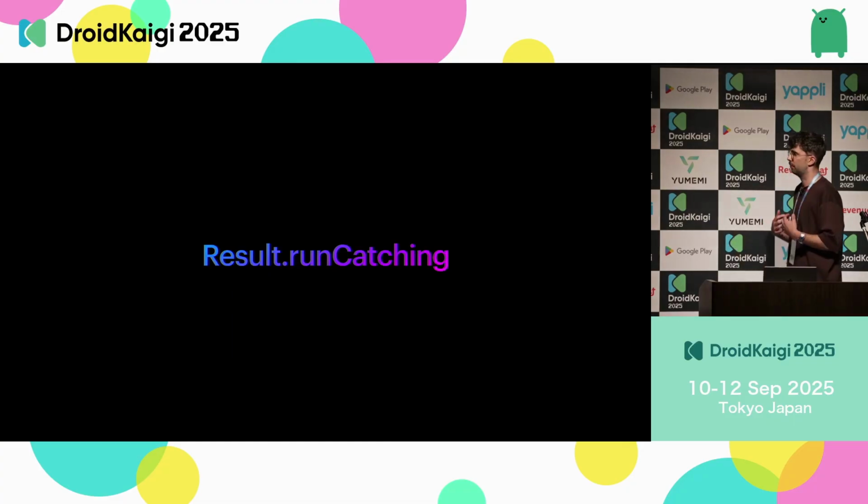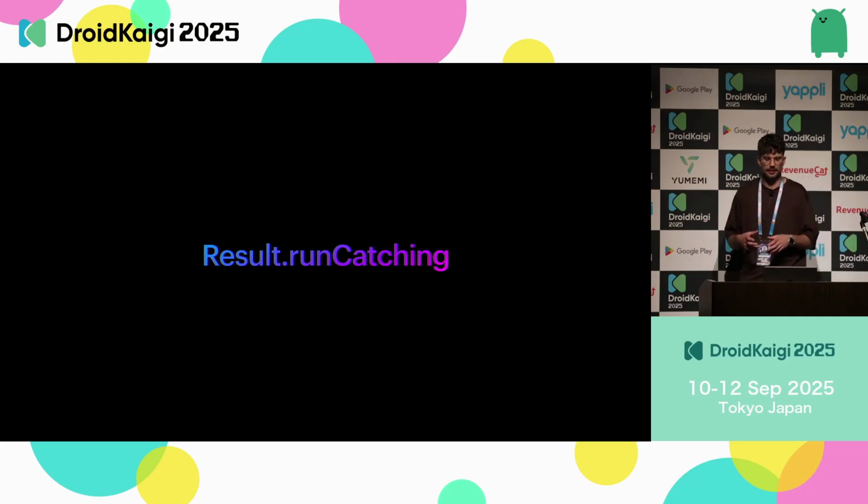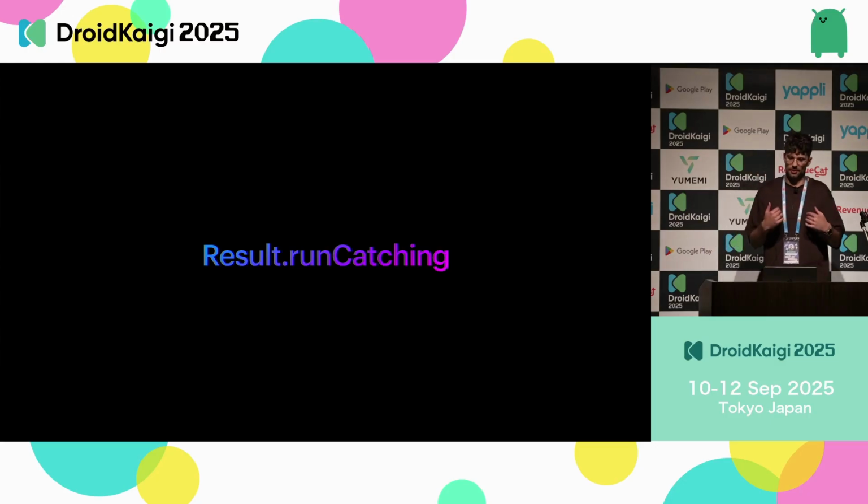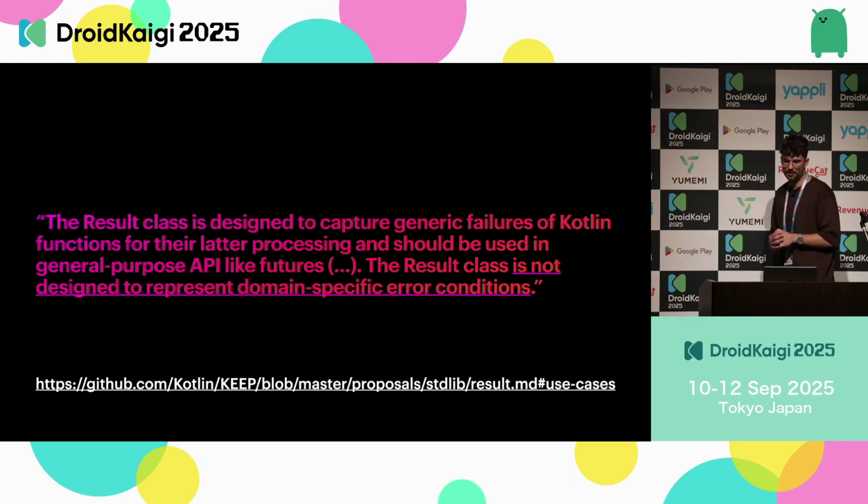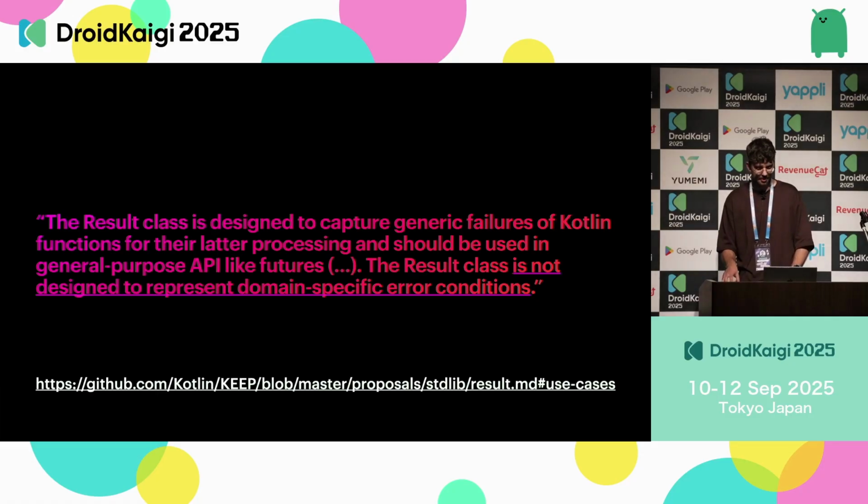So I would say that personally, I feel like Kotlin Result introduced more confusion to the error handling because it not only didn't solve the problems that we actually had, it additionally created new ones, and it somehow brought the exceptions back to the error handling, which we are not supposed to do in Kotlin. And this is pretty funny because I feel like we are using Kotlin Result for error modeling a lot, and you can see that in the KEEP file of the Kotlin Result, there is this paragraph. The Result class is designed to capture generic failures of Kotlin functions for their later processing and should be used in general purpose API-like features. The Result class is not designed to represent domain-specific error conditions. So this is exactly what we shouldn't do, and we are doing frequently.